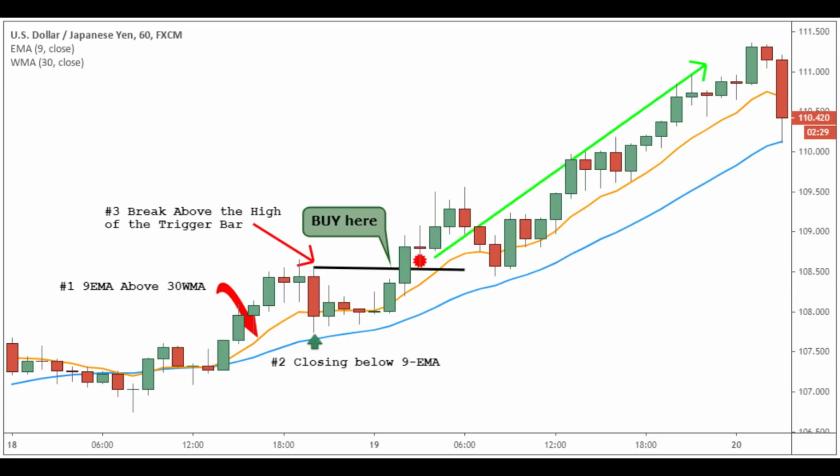The 9-period EMA must be below the 30-period WMA. The two moving averages need to be apart from each other, see chart. The first bar that closes above the 9 EMA will be used as the trigger bar for the sell setup. Place a sell limit order below the low of the trigger bar. See a short trade example.